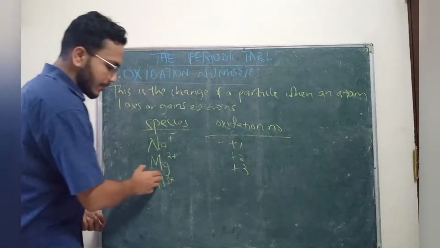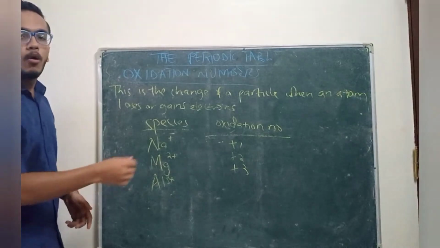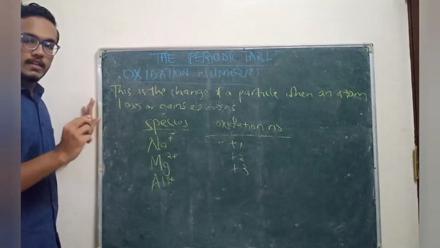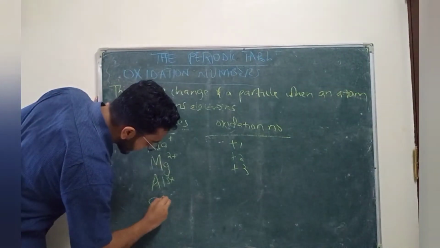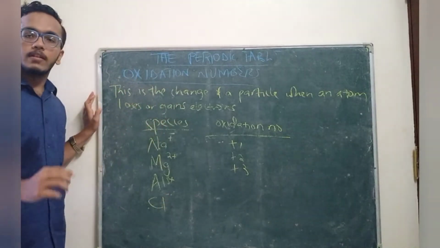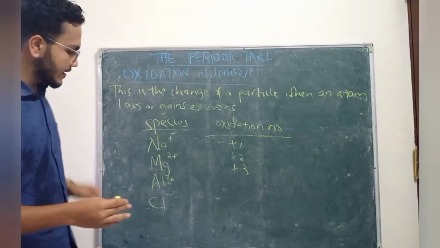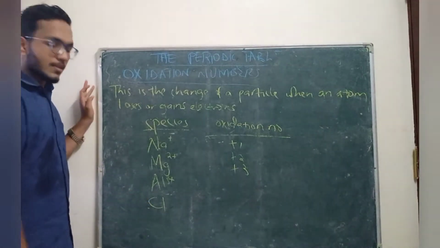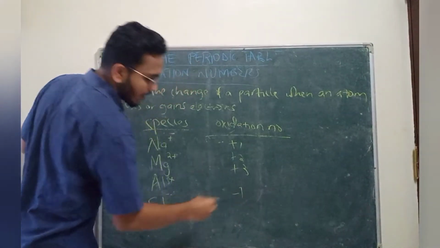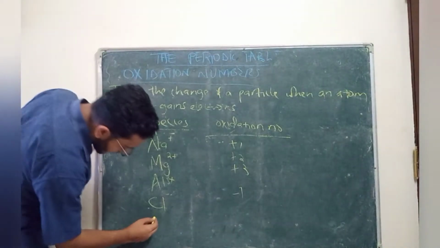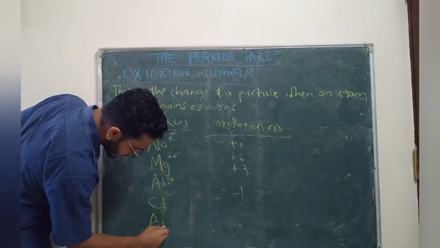Now these are elements that lose electrons. How about the ones that gain electrons? For example, chlorine gains one electron to obtain nuclear stability, the octet state. So what is the oxidation number of chlorine? It is -1. What is the oxidation number of argon?